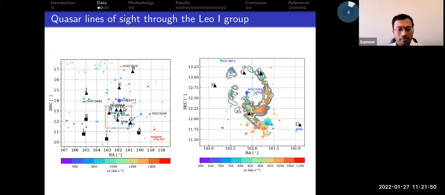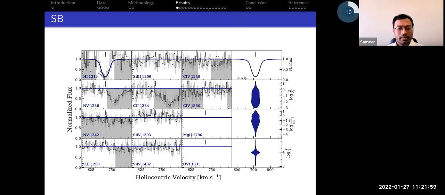This sightline B is quite far away from the Leo1 group as well as the absorption. So it is somewhere there, far away from the absorption. We see a simple profile in Lyman alpha with no coincident absorption seen in metals. So it's a simple single component profile. And on the right hand side, I have shown the properties that we have determined. Here we have metallicity, here we have hydrogen number density and the temperature.